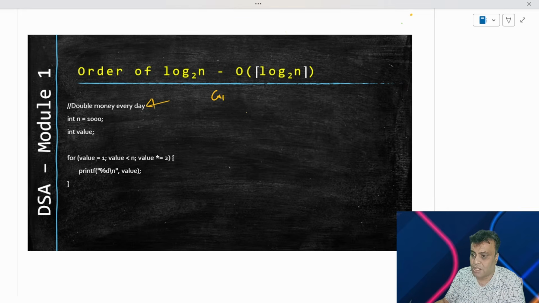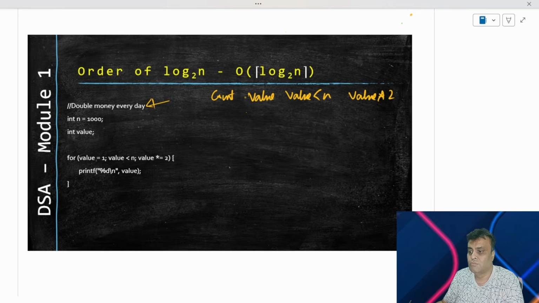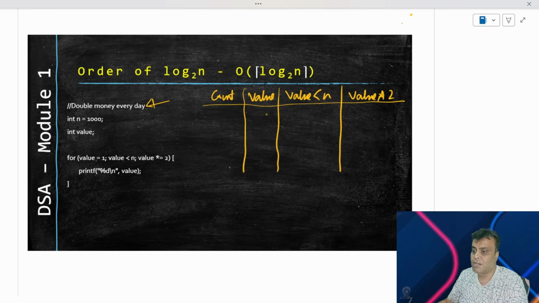Let's put a count here. Let's put a value here, and let's put value getting compared with n, and let's put the value incrementing to a multiple of 2. Let us try to run this as a dry run and see if we can generate a pattern. The first time this particular algorithm runs, the value is 1. And this value is less than n. Let's take n as a large number. Let's take n as 100, right?